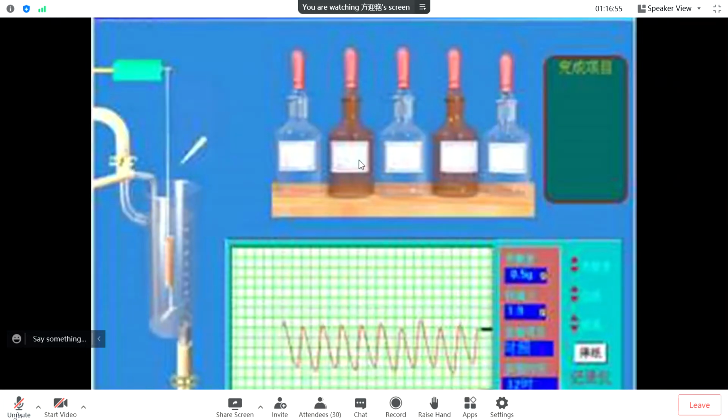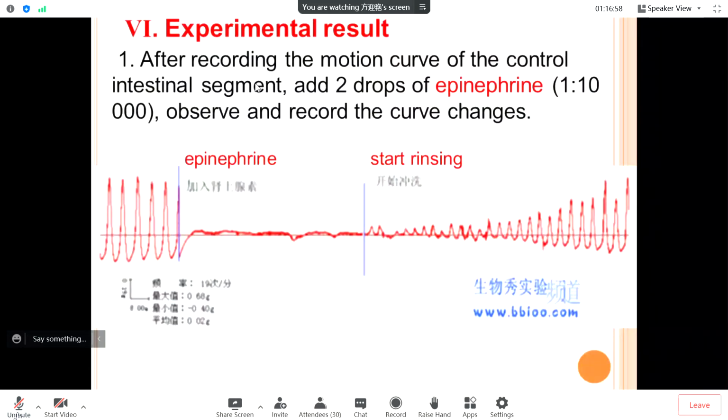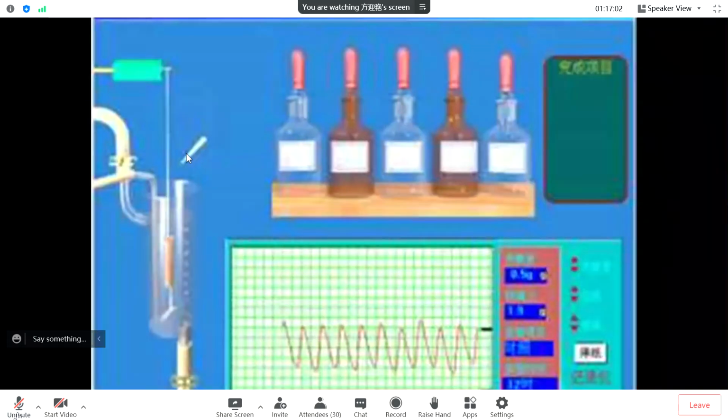And then step by step we will drop drugs into the Tyrode solution, and they reach the muscles, and then we can see the reactions. For each drug we can see the reactions or the phenomena, and then we stop, and change to fresh Tyrode solution, and wait for the curve to recover, and then we do the next drug.